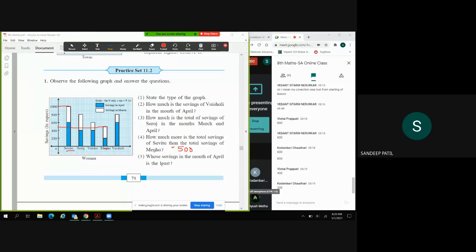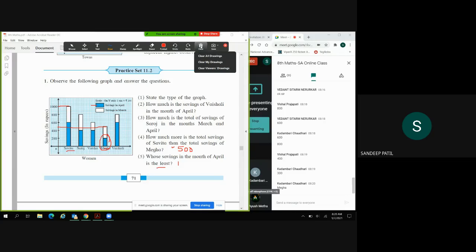Whose saving in the month of April is the least? So whose saving is the lowest for the month of April? So what does the April month show? Blue, right? So in blue, whose bar is the smallest? Mega. So we can directly write it here, Mega.